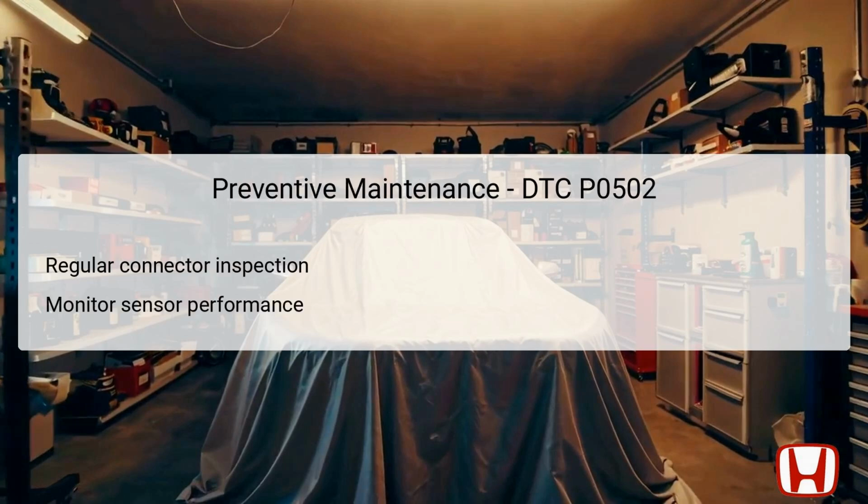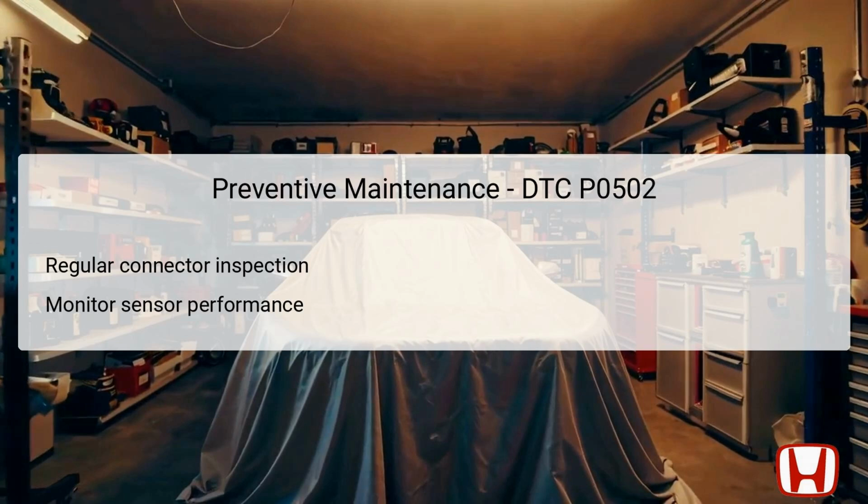Preventive maintenance is essential to avoid recurring issues associated with DTC P0502. Regular inspection of the connectors and wiring related to the CVT speed sensor can identify potential problems early, such as corrosion, loose connections, or frayed wires.